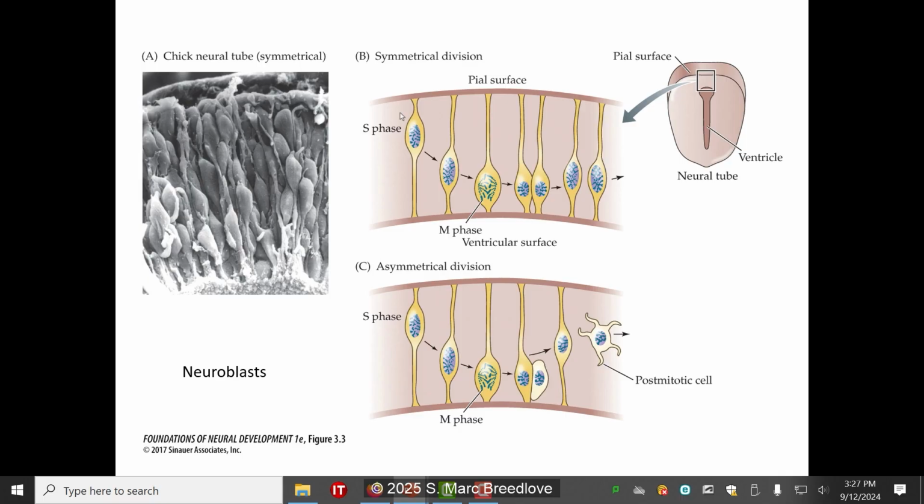And eventually, as development progresses, they find some cells that have neither connections to the top or the bottom, and they're just hanging out there. And they never saw any mitotic figures there. And so they figured those are post-mitotic cells. And they're going out and they're going to form the rest of the neural tube, and someday they're going to make neurons and glia and stuff like that.